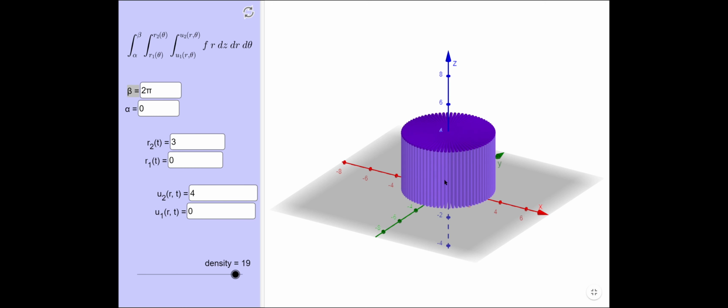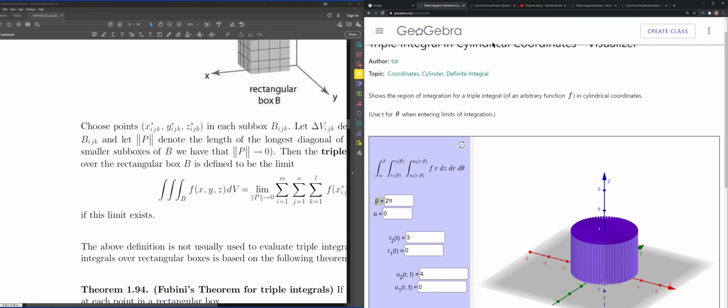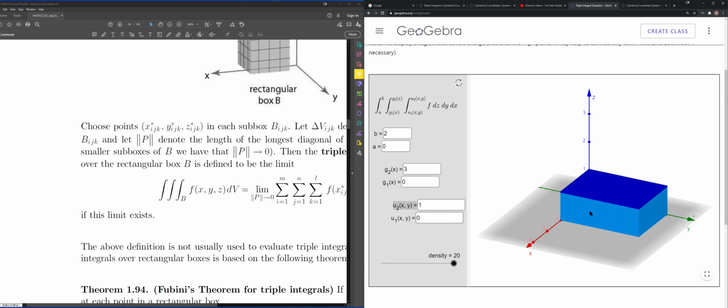This cylindrical solid we're going to work out using cylindrical coordinates, which are just a minor generalization of polar coordinates, but we will eventually get to that. The main thing is that the two types of regions we're going to look at are cylindrical solids like this one centered around your z-axis, and solid rectangular boxes like this.